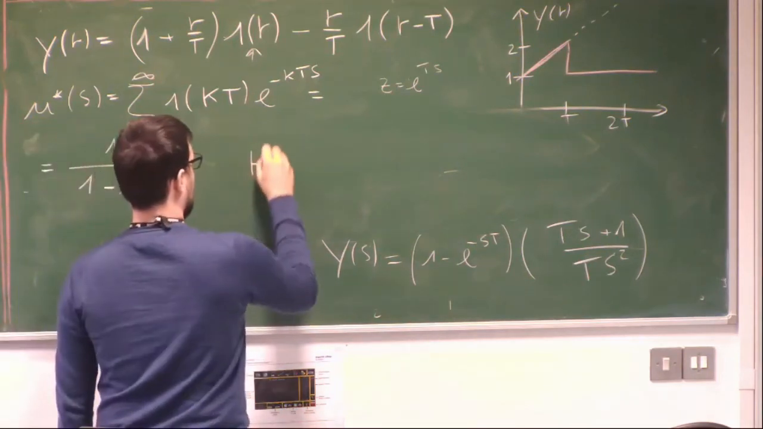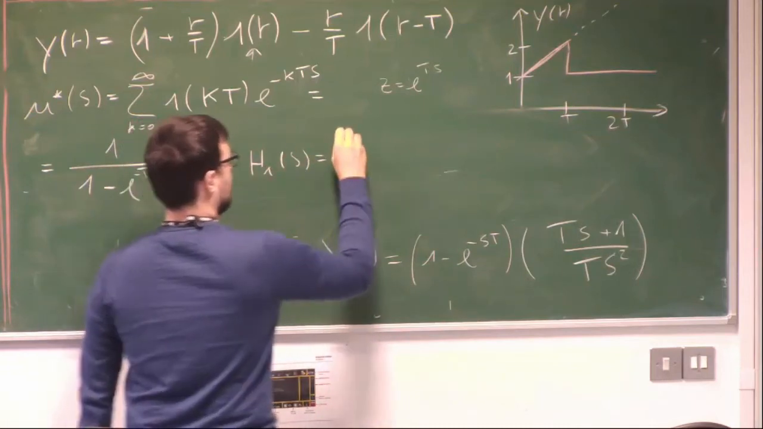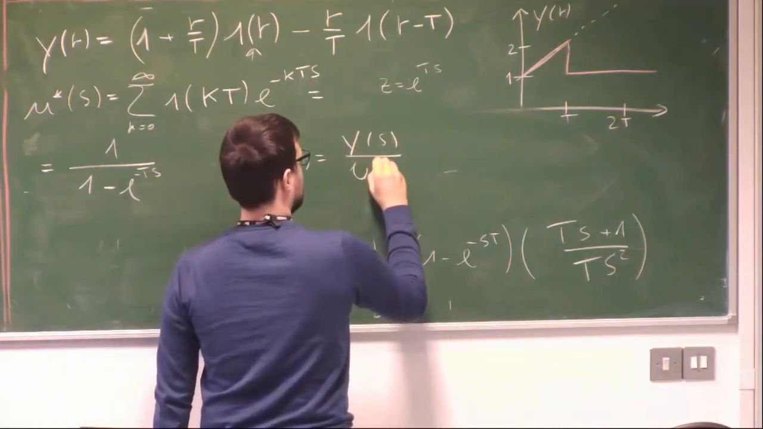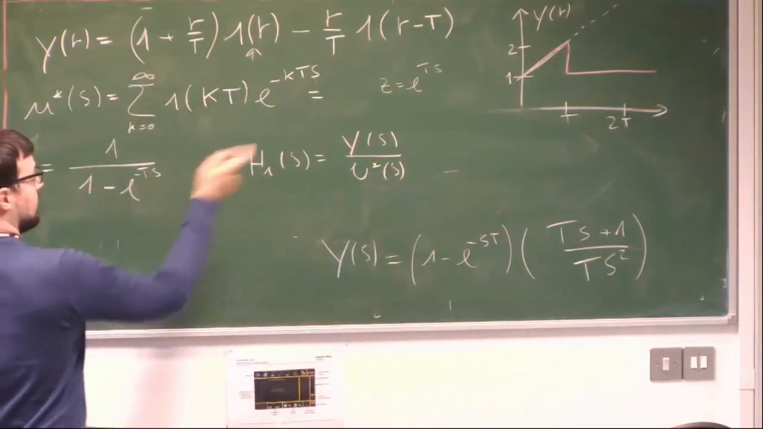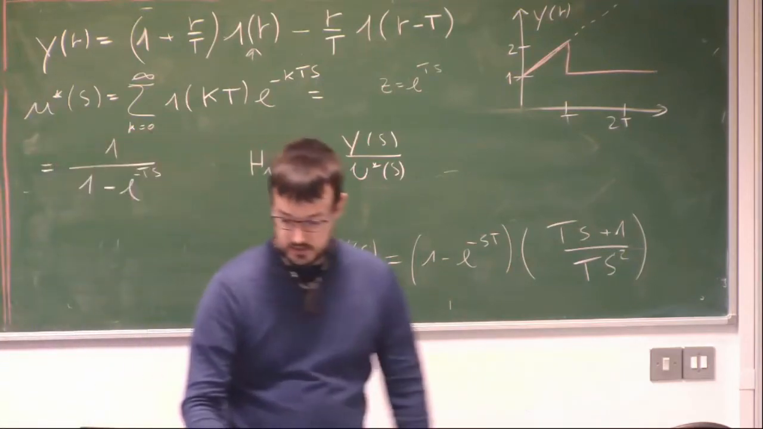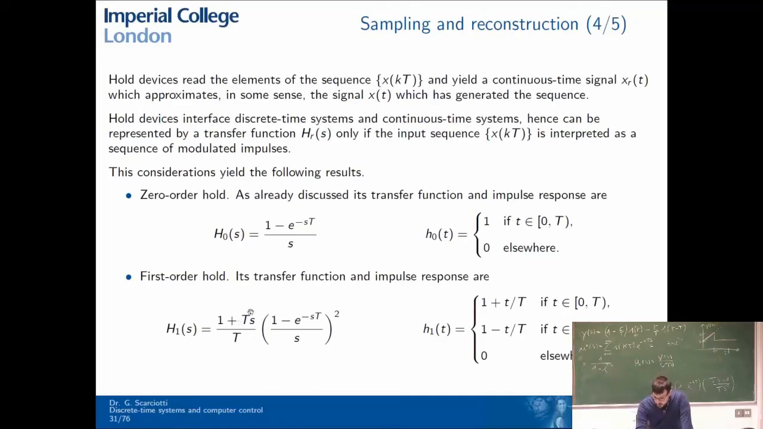Okay, now H1 of s is equal to Y of s divided by U star of s. So you replace this term and this term in there, and what we obtain is actually the transfer function that we have on the slide. This seems a quite complicated way to obtain that transfer function, but it is one way. And now, as an exercise, you can use the other, simpler way, that is to use the Laplace transform of the impulse response that is given here.